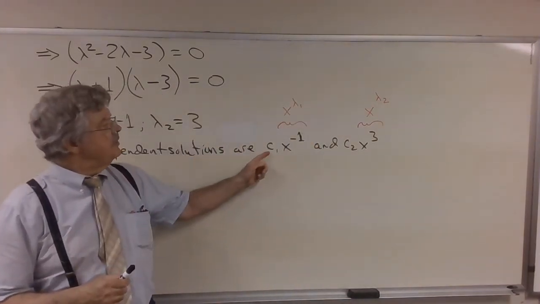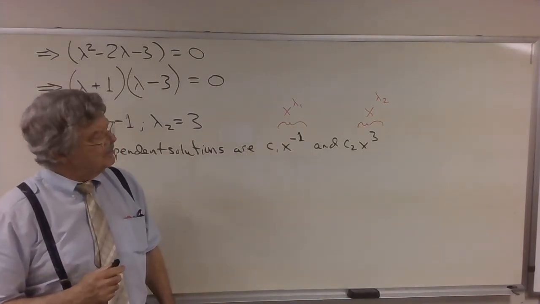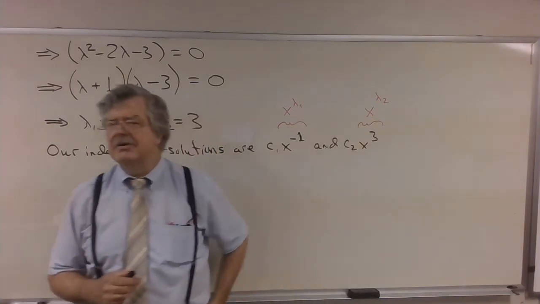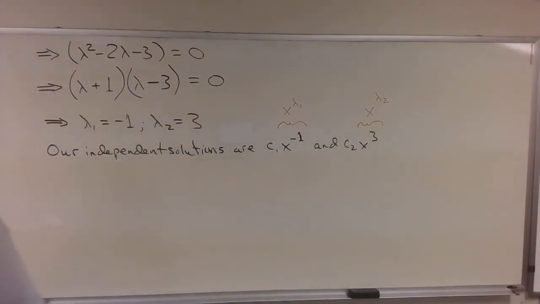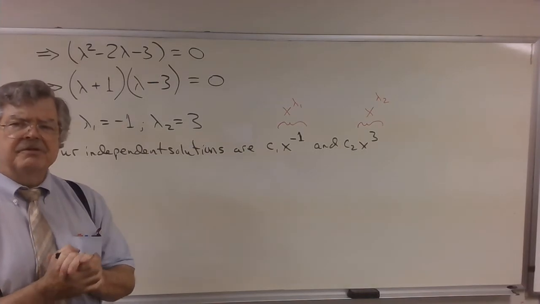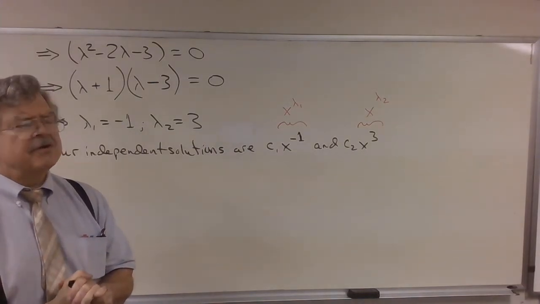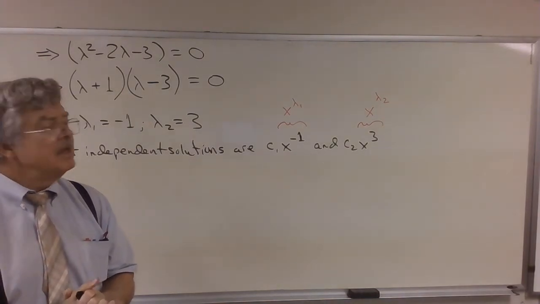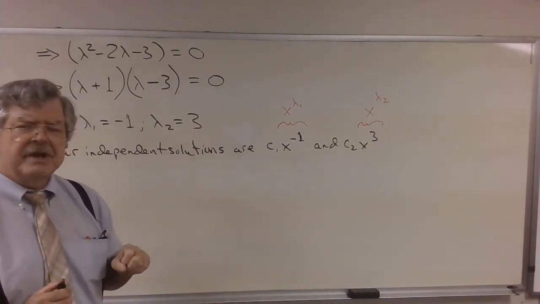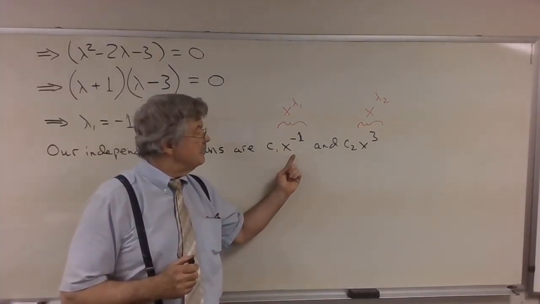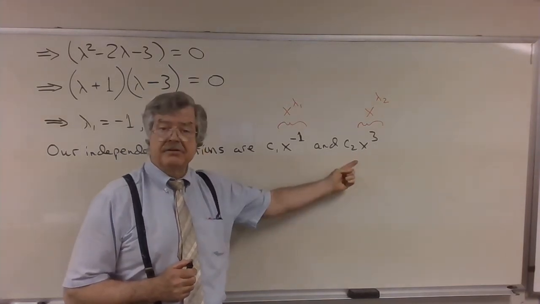So C1 x to the lambda 1 is one of our independent solutions. C2 x to the lambda 2 is our other independent solution. And notice something. Our original differential equation was of order 2. The order of the highest derivative was 2. We had y double prime. We had a differential equation of order 2. And it turns out that we have 2 independent solutions.